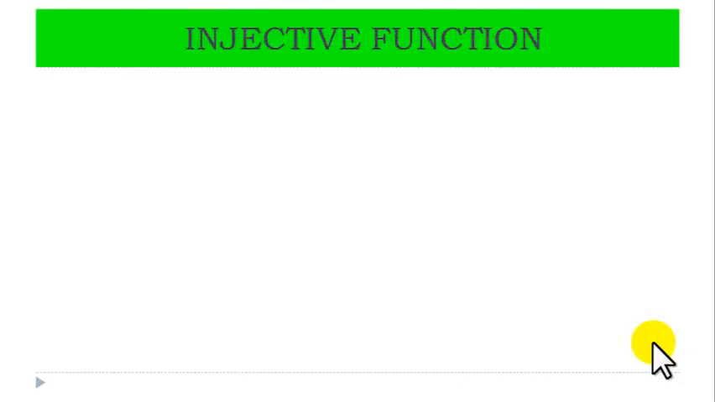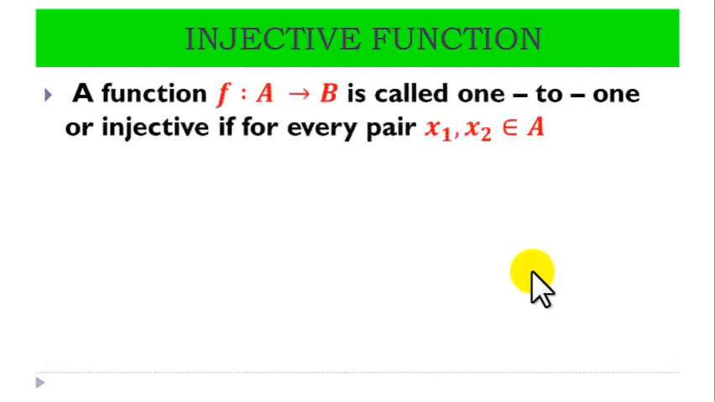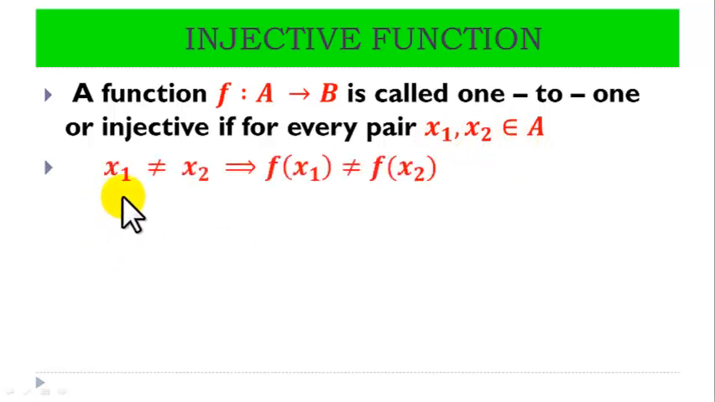Injective function. A function f from A to B is called a one-to-one or injective function if for every pair of elements x1, x2 of A, x1 not equal to x2 implies that f of x1 is not equal to f of x2. That is, different elements in A have different images in B.